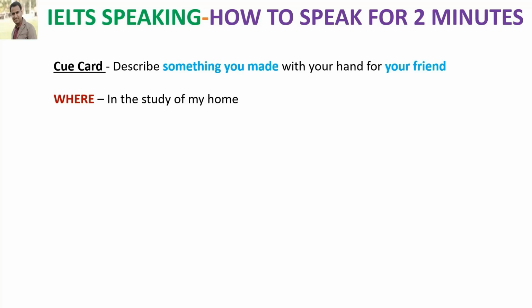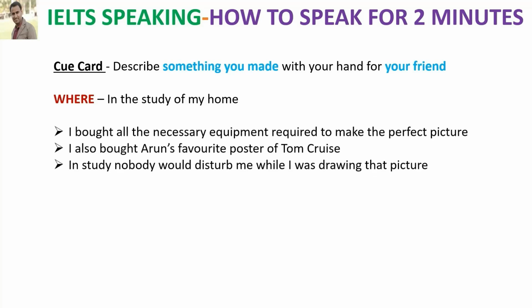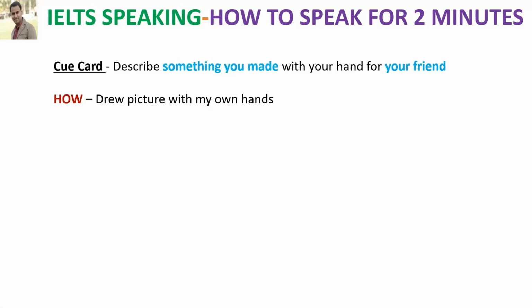Where is the next point that we have covered in our list? The basic piece of information is that we prepared this at home in a study, and then 3 extra points to elaborate it further. The next basic point is very important, which is how.